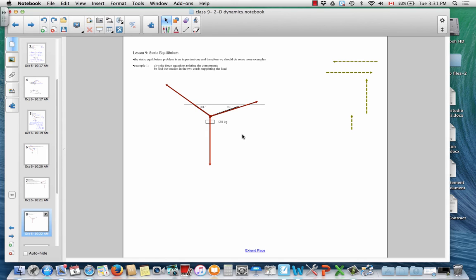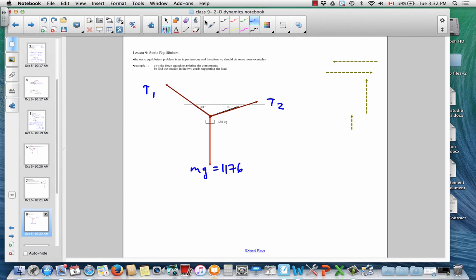Okay, now pause the video. Well, I guess I'll label these first, right? We'll call them tension 1, tension 2, and mg. With 120 kilograms, that ends up equaling 1176 newtons. Okay, now pause the video and think about what you're going to do next.